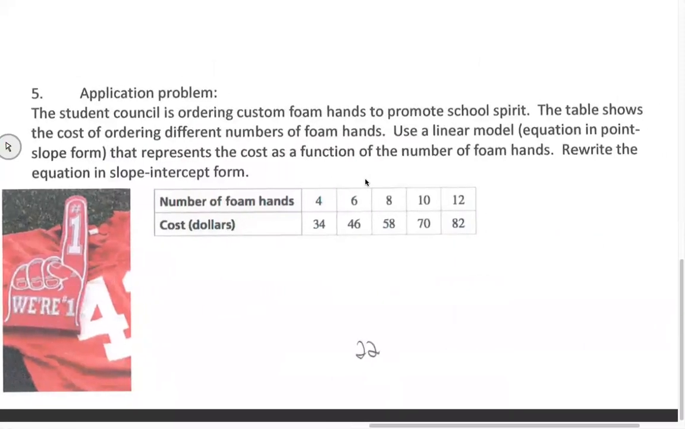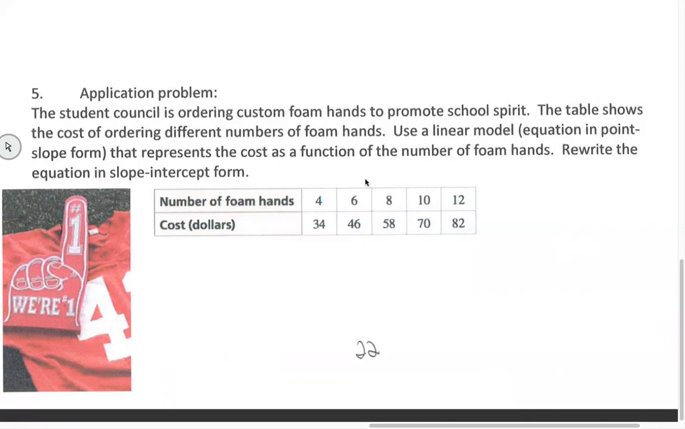So Sophie, with this problem it says, the student council is ordering custom foam hands to promote school spirit. The table shows the cost of ordering different numbers of foam hands. Use a linear model, an equation in point slope form, that represents the cost as a function of the number of foam hands. Write the equation in slope intercept form. Okay, so there's a lot going on with this question. Notice it says to start out in point slope form and then convert to slope intercept. Sophie, are you okay with what the question is asking?